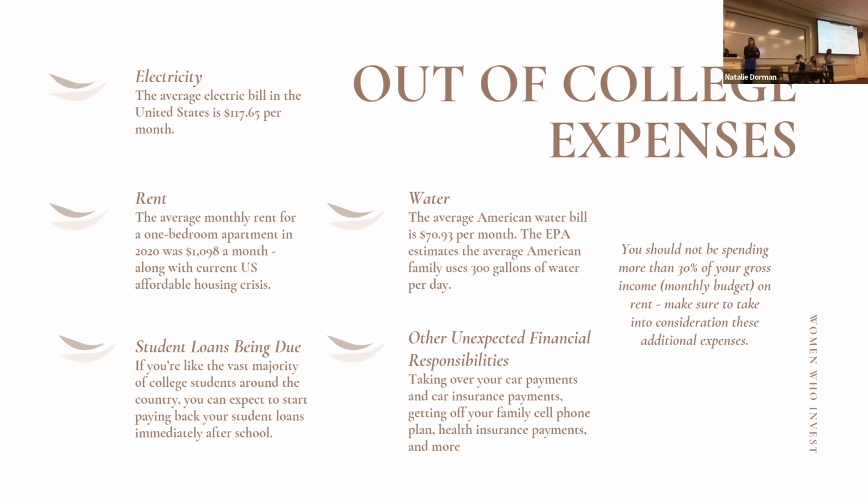And then other unexpected financial responsibilities when you get out of college is taking responsibility of some expenses that your parents might have been paying for you, such as car insurance, getting off your family supplement plan, health insurance in the future. And for renting apartments, you want to think about how much pet policy expenses are, parking, trying to think of what else, using a gym, anything like that. So you always want to discuss that with the person you're making the lease agreement with.